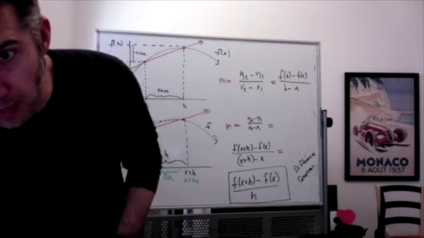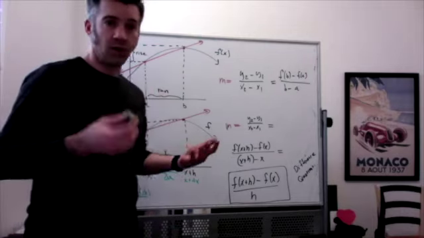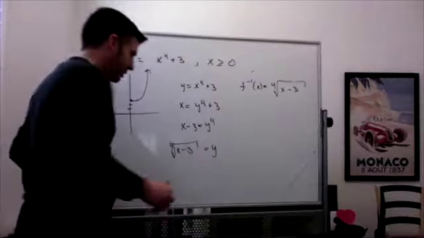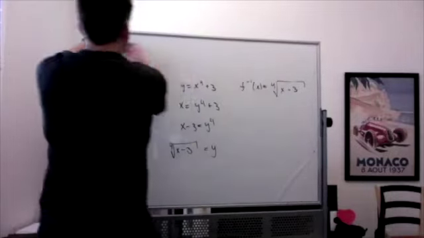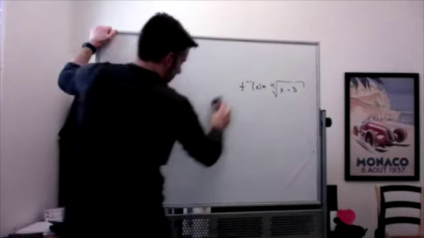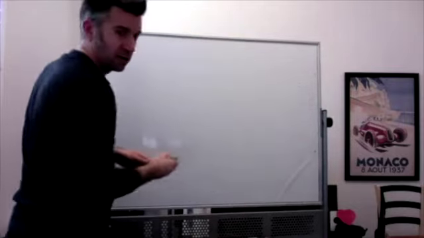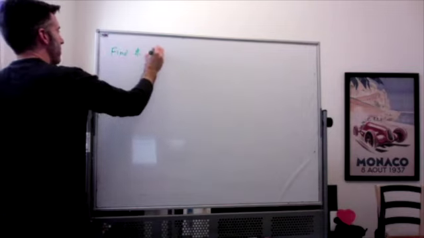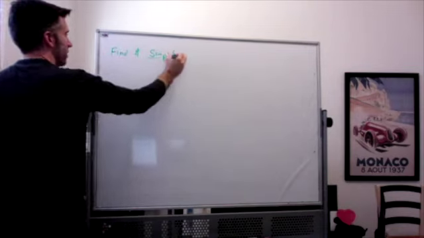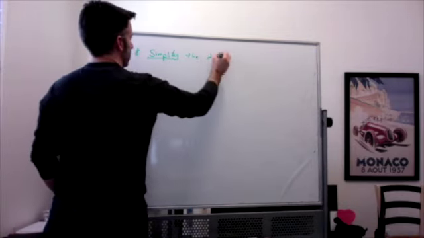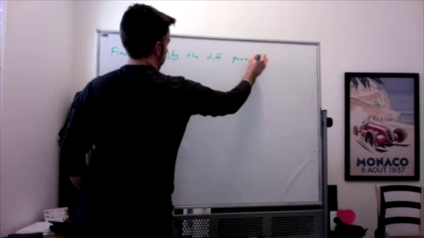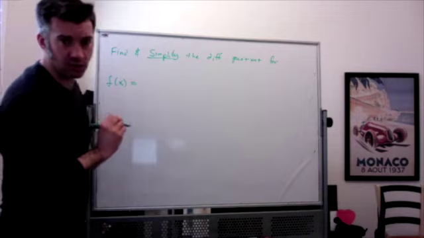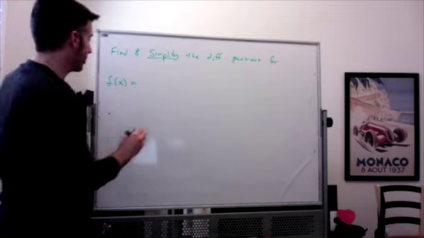All right, so we are going to find the difference quotient for various functions. Now, I should have said find and simplify. So the typical instructions for any of these problems are going to be: find and simplify the difference quotient for the following functions. So the first function is not too bad. It's going to be f of x equal to 5x plus 3.